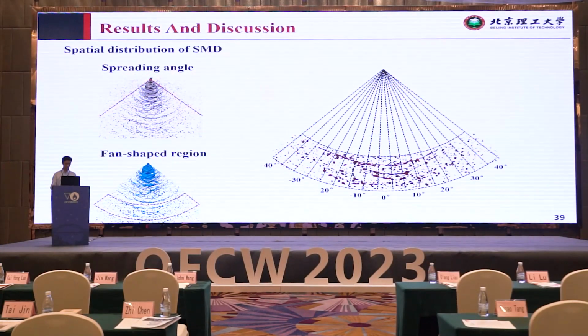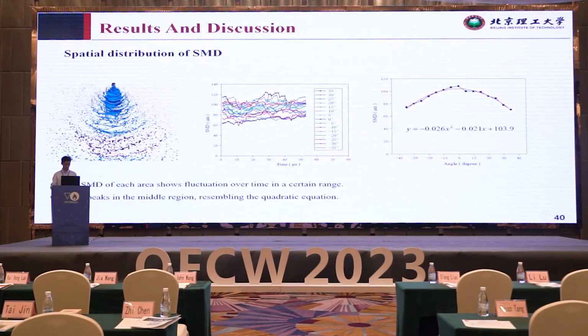We also devised a method to develop spatial distribution of SMD based on the spreading angle. We obtain a fan-shaped region, then divide the fan-shaped region into a few fan-shaped angles at different angles. This graph shows preliminary results of the SMD of each area where it fluctuates over time in a certain range, where we can observe that the SMD peaks in the middle region, resembling a quadratic equation.